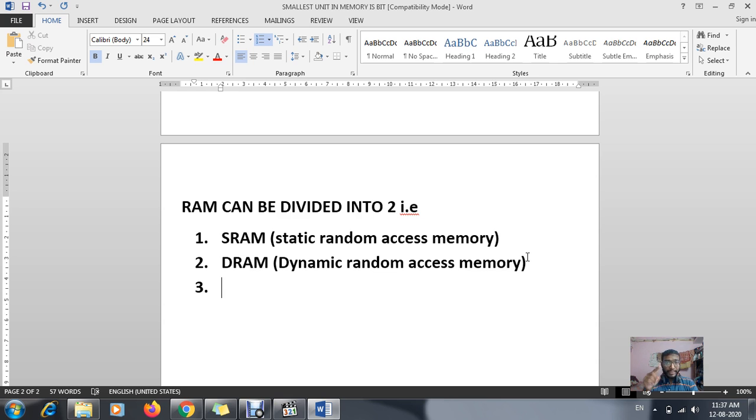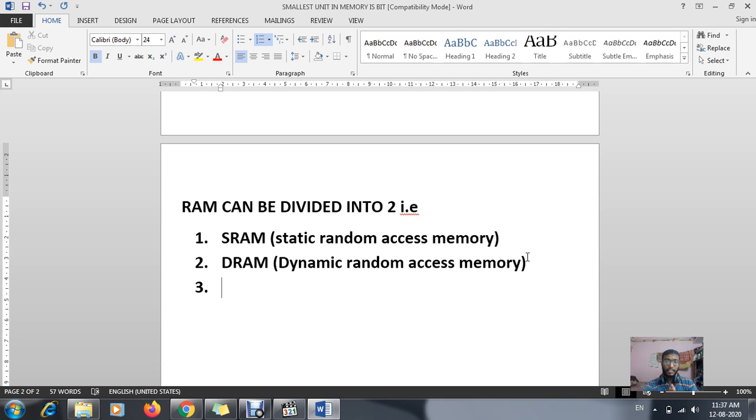So in the exam, questions might be coming, such as which of the following is known as the best example of permanent memory, and the options might be secondary memory, primary memory, or both A and B.